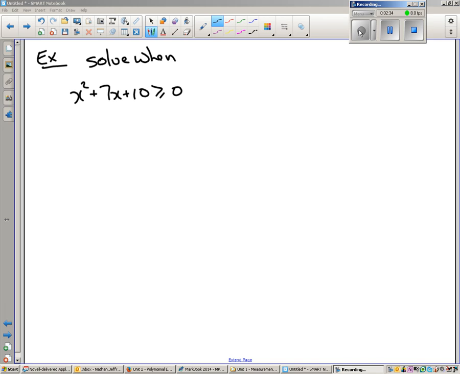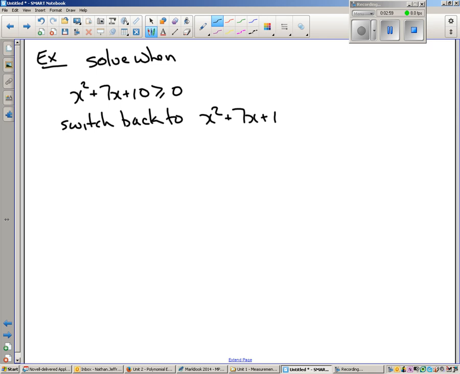Okay, so we can go through an example. We're asked to solve when x squared plus 7x plus 10 is greater than or equal to 0. To solve this inequality, let's treat it like an equation. So we're going to switch back to x squared plus 7x plus 10 equals 0, and treat this just like an equation: y equals x squared plus 7x plus 10.